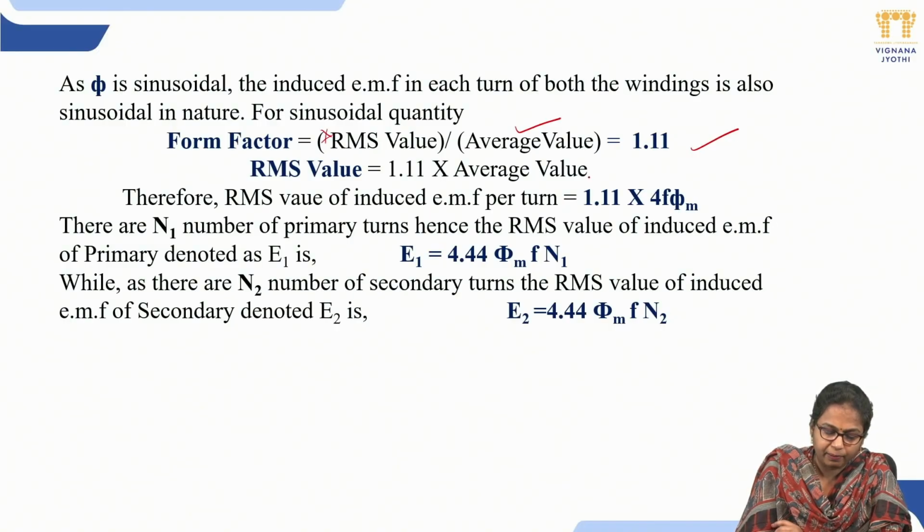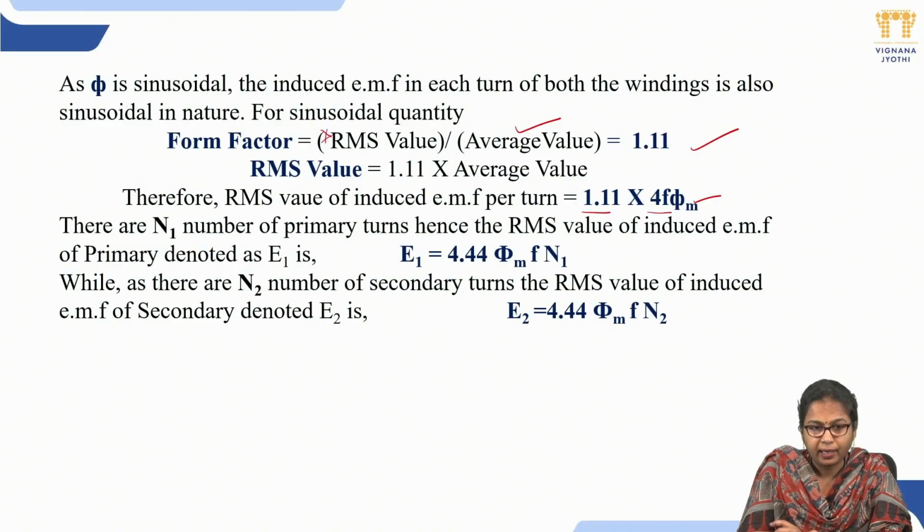Therefore, the RMS value of the induced EMF per turn, since right from the beginning we are trying to deduce it per turn, is 1.11 times the rate of change of flux d phi by dt, which is 4 times the frequency times the maximum flux.